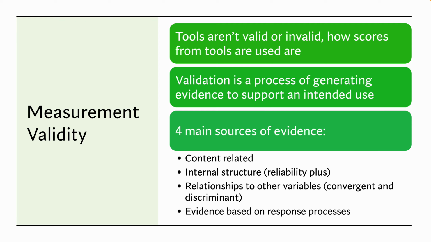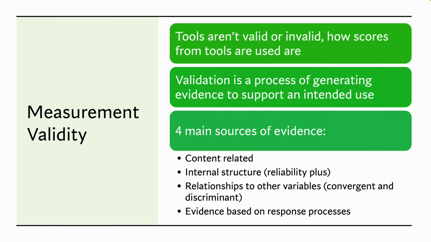And I threw the words convergent and discriminant in because convergent just means you're expecting a relationship. It could be positive, where higher scores on my motivation will correlate with higher amounts of time spent studying. Or it could be negative. You would expect some where my high scores would correlate with, say, lower scores. That would be a negative relationship. Those are both convergent type evidence. Discriminant evidence is where you don't expect to see any relationship at all.